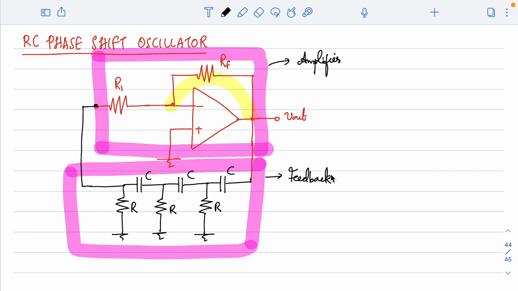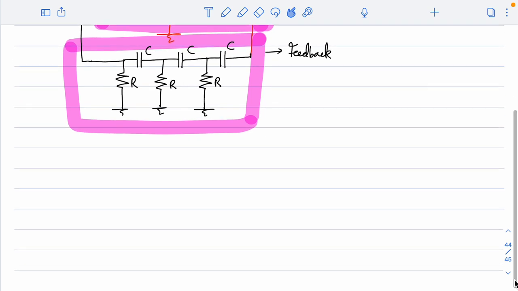Alright. So I'll now take the feedback network and analyze that. What is the intention of this analysis? At the end of the analysis, I want to come up with the conditions. The conditions mean two things. One is, what is the frequency of oscillation? And the second is, what is the gain of the circuit, or how much gain is required? For that, I'll consider the feedback circuit.